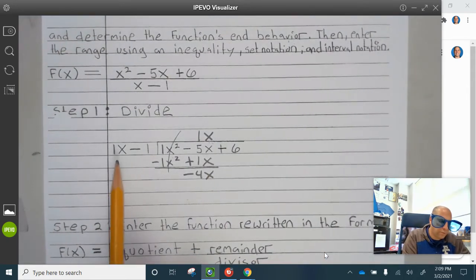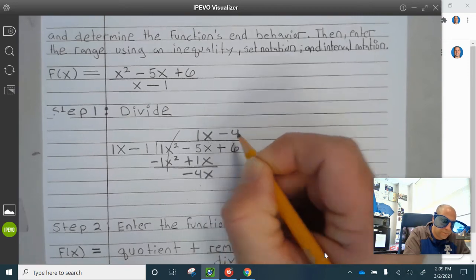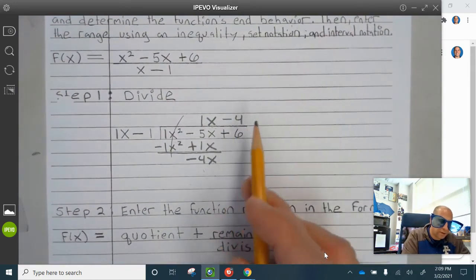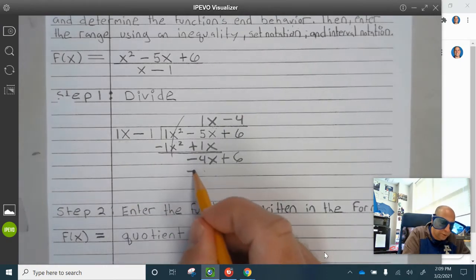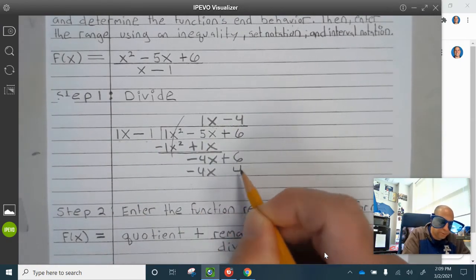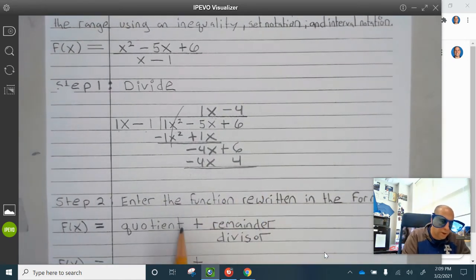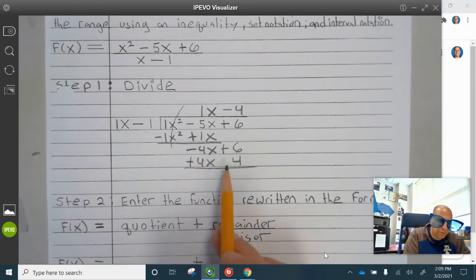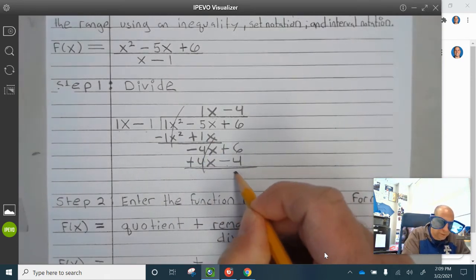Now you ask yourself, what do you multiply 1x by to give you negative 4x? The answer to that's minus 4. Okay, now we multiply. And actually, don't forget to bring down the plus 6. So negative 4 times 1x is negative 4x. Negative 4 times a negative 1 is a positive 4. And now we subtract. Okay, when you subtract a negative, that becomes positive. When you subtract here, that becomes minus. Those cancel. 6 minus 4 is 2.